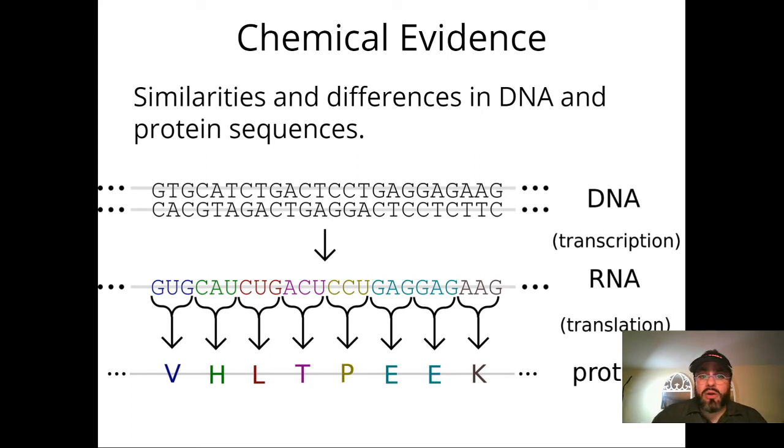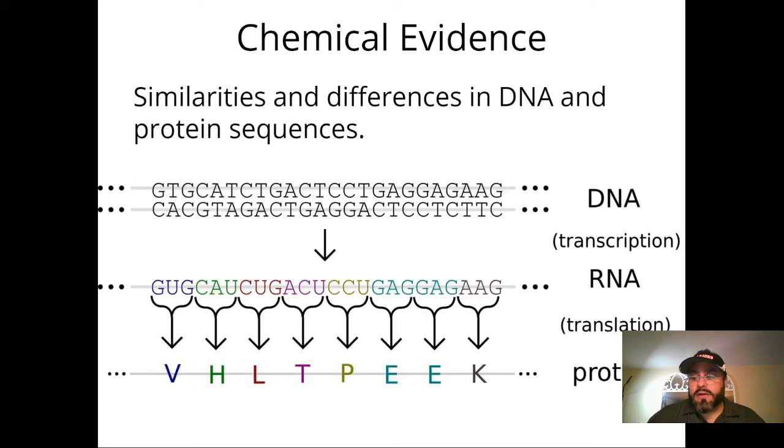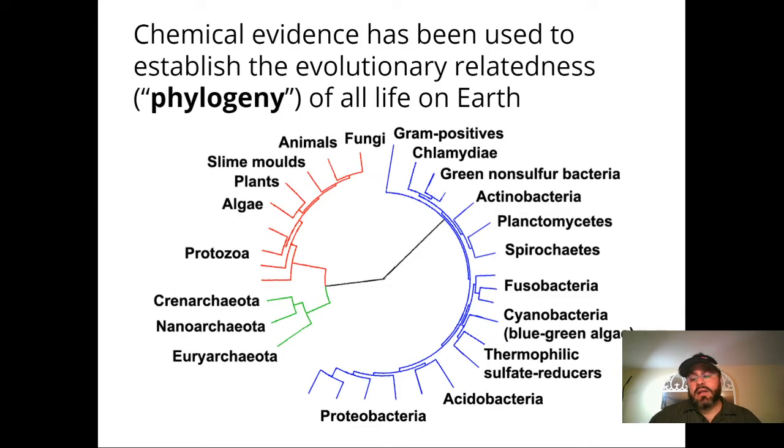Now, in the modern world, we also have chemical evidence: DNA similarities and RNAs and protein sequences. We can now understand how closely related organisms are to each other, and this is really the most common way of looking at phylogeny, or closeness relationships, through chemical evidence. At the time of Darwin, or even Linnaeus, he had to base everything on structures that he saw, the observable phenotypes.